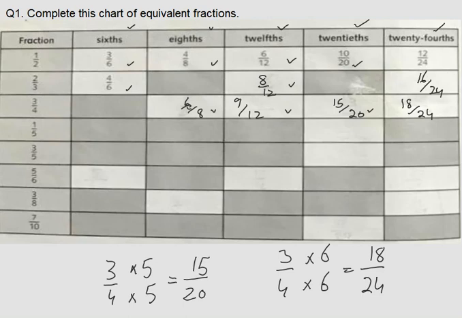I think you got the question. So solve the remaining fractions and find equivalent fractions for 1 over 5, 3 divided by 5, 5 divided by 6, 3 divided by 8, and 7 divided by 10. Now let's come towards the next question.